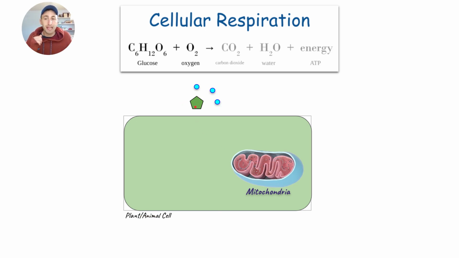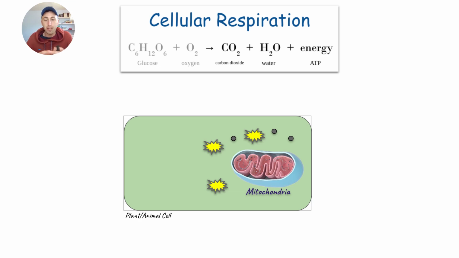Again, the glucose was made by the plant cell. So the plant or animal cell will take in the glucose and the oxygen that was created. And inside the mitochondria, it will take this glucose and oxygen. And again, the sun's energy was trapped inside of this glucose molecule. So the mitochondria, with the help of oxygen, will break apart this glucose molecule, releasing the energy from the sun and creating ATP, which is energy.